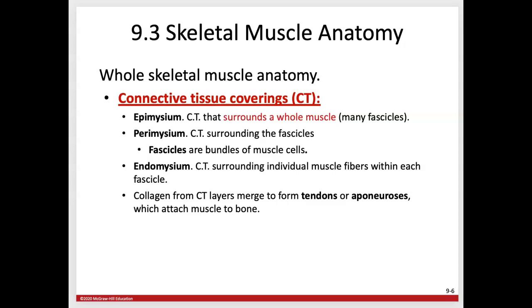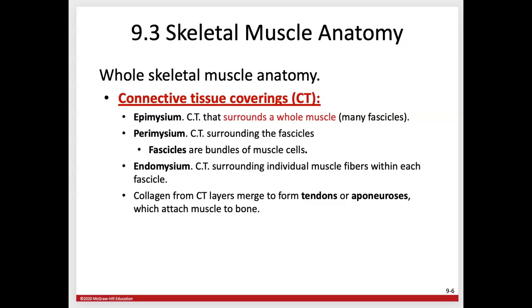So the anatomy of skeletal muscle, I want to point out first the connective tissue coverings, abbreviated with a CT, as in connective tissue. So anytime you see CT, replace that with connective tissue. So the epimysium, the perimysium, the endomysium.